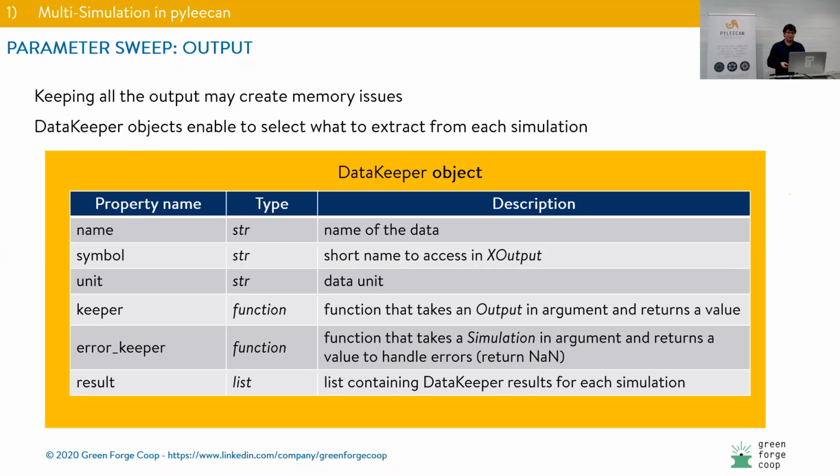So for the DataKeeper, you will again have a name, so torque, symbol, Tem_av for instance, unit, and then you have the keeper. It's just a function that will take an output, extract something, do a post-processing or any computation that you want, and return a value. This value will then be stored in the result list at the bottom. We have also provided the error keeper. If your simulation has an error for any reason, then we will call the error keeper and get the value. The simplest one is just to return None, for instance.